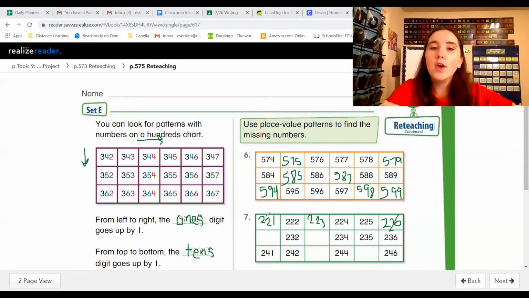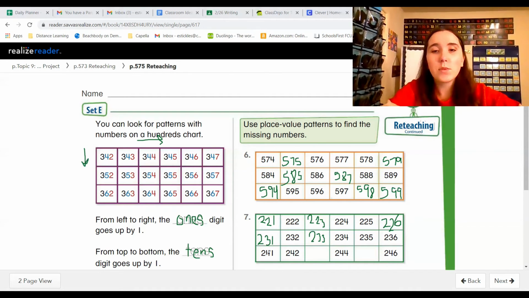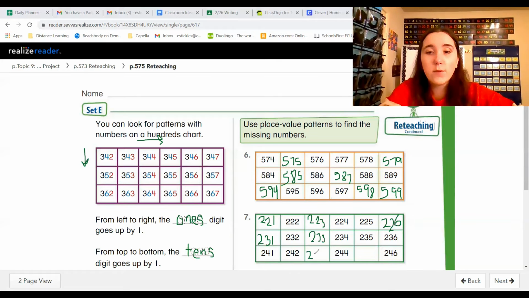Have to be careful. So if I have 221 up here, if I add 10 and go down a row, my number would be 231, 232, 233, 234, 235, 236. Going down to my next row, 241, 242, 243, 244, 245. Our chart is all filled in. Let's go down to set F.